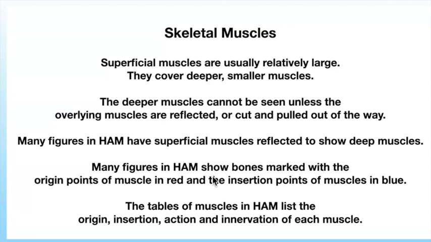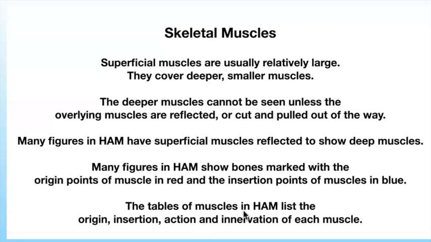There are also figures in Martini that show bones marked with origin points of muscles in red and the insertion points of muscles in blue. And this just helps you to visualize not just the parts of the bones that you can see attached to the muscles, but sort of get underneath the muscles and see, are the origin and insertion points small? Are they broad on the muscle? What exactly is going on there?